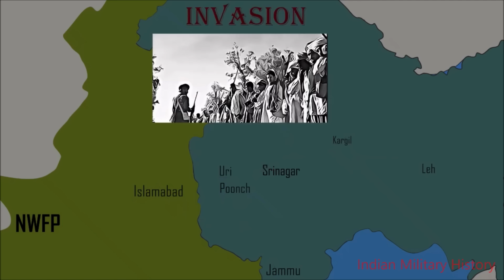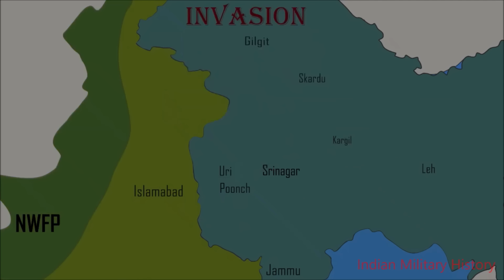Phase 2, invasion. Assemble irregular militia and tribal units from the northwest frontier province of Pakistan and concentrate them along Pakistan-Kashmir border lines, and with the support of the Pakistani military, carry out the invasion. This would give the Pakistani establishment the option of denying any involvement in the operation.